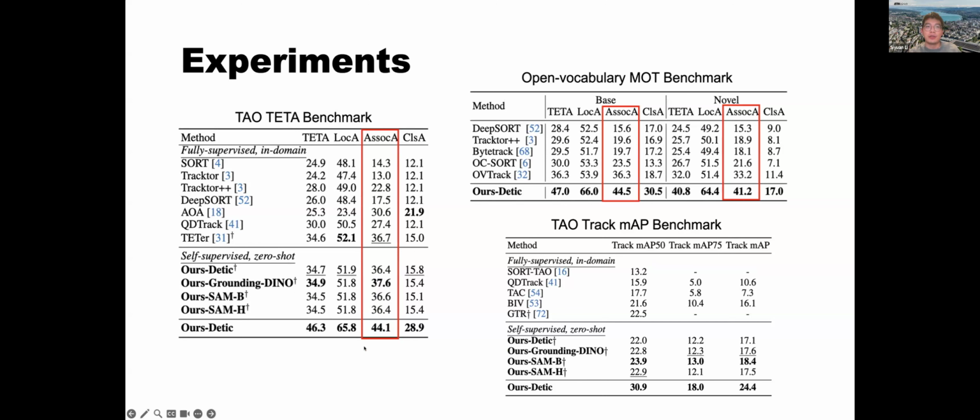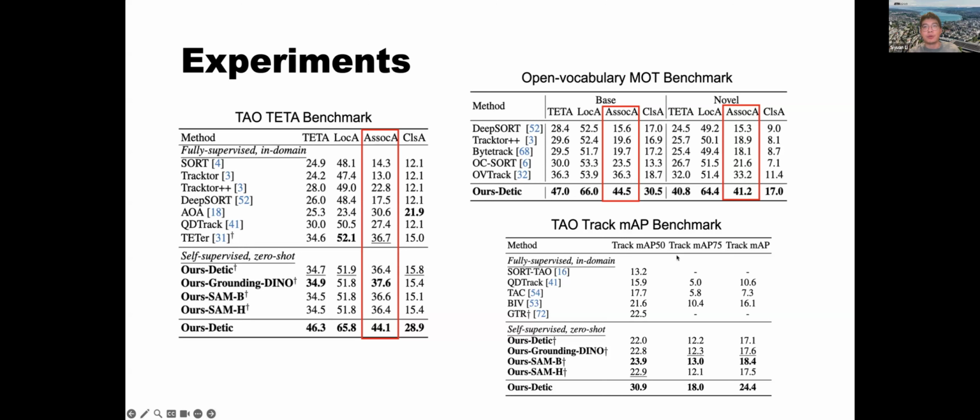I highlight the association score because, for good understanding, we use the same detection bounding boxes to make it fair, because usually if you have a stronger detector, you have stronger tracking results. So we use the same detection bounding box and only test the association ability.